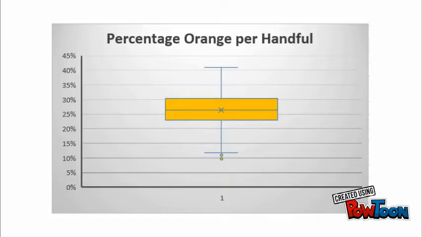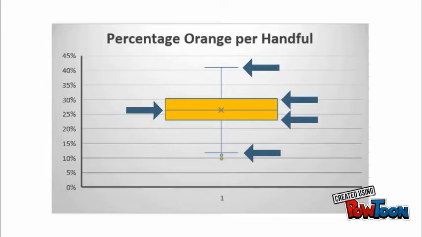Another way to show the range and spread of data is with a box and whisker plot. A box and whisker plot shows the 5 key values needed to interpret a range of data: the low value, the lower quartile, which is the median of the lower half of the data, the median, the upper quartile, the median of the upper half of the data, and the high value.